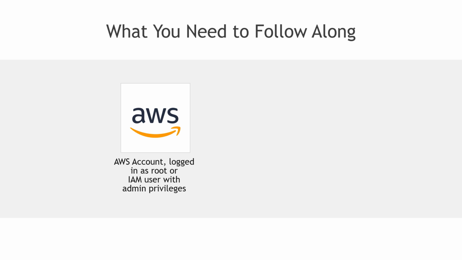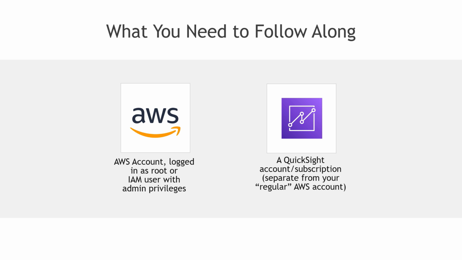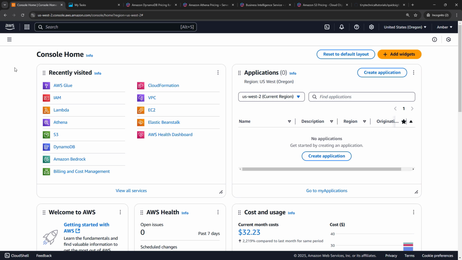All right, so with that out of the way, you're going to need an AWS account, obviously. Make sure you're logged in either as the root user or an IAM user with admin privileges. We're going to need that to set up QuickSight. And speaking of QuickSight, you do need a separate account or subscription for this. So just being logged into the AWS console with your AWS account is not going to give you access to QuickSight. But you can start the process from here.